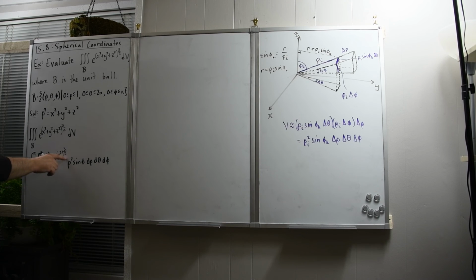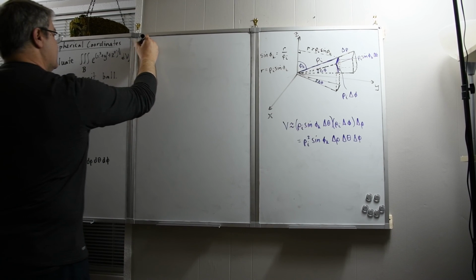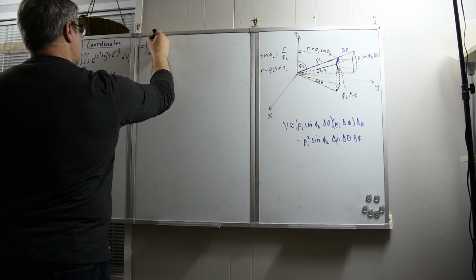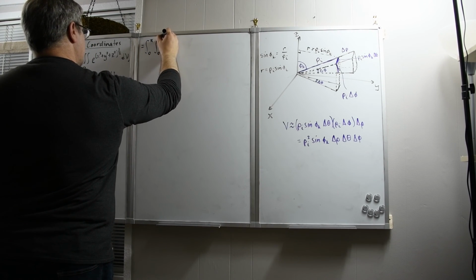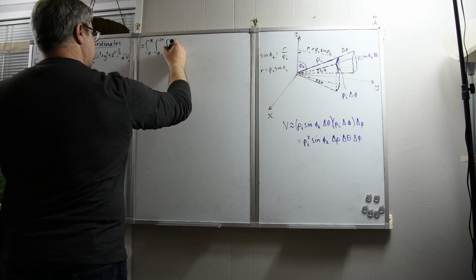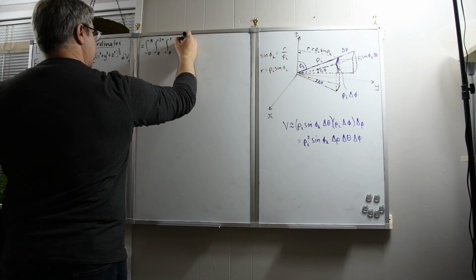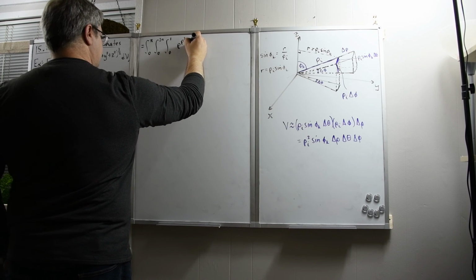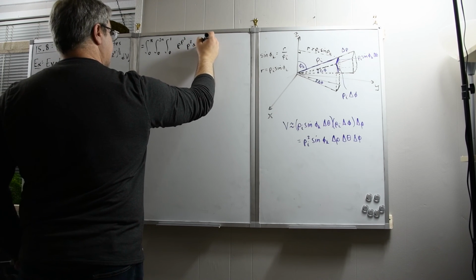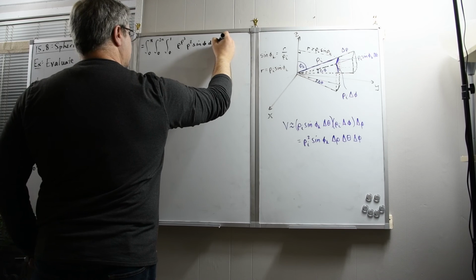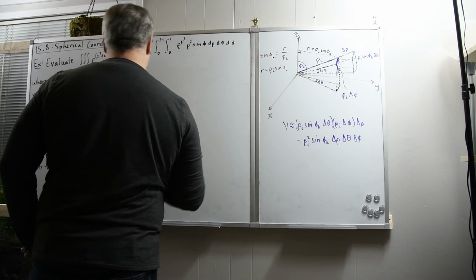Now, if we raise a power to a power, we've got to multiply the exponents together. So rho squared to the 3/2, 2 times 3/2 gives us 3. And so this will turn into the following. We'll simplify inside here. We'll have e to the rho cubed times rho squared sine phi d rho d theta d phi.